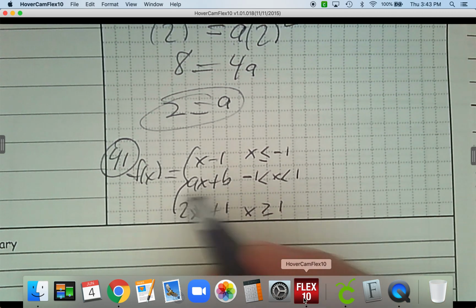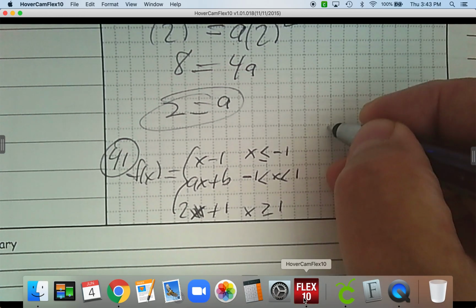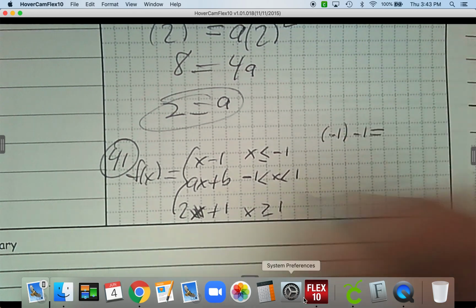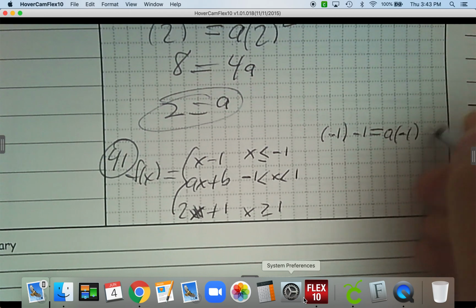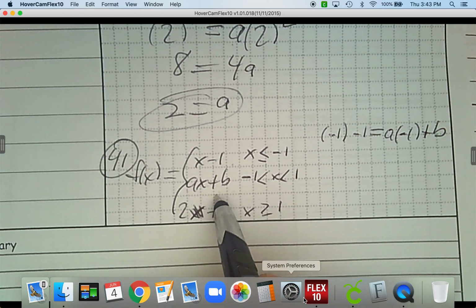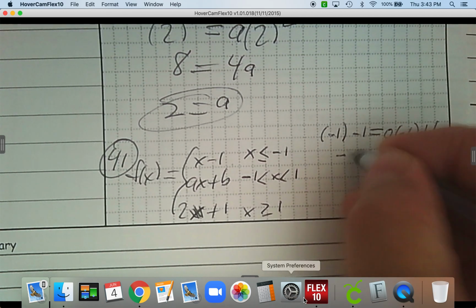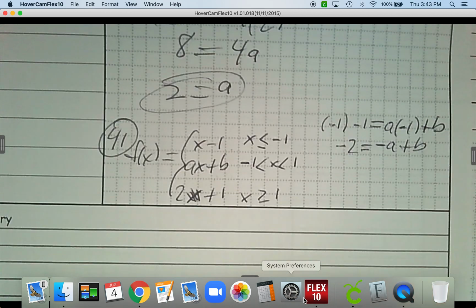So I need to know what a and b would be so that when I plug in -1 into the top and when I plug -1 into the middle, they have to be equal. So I'm plugging -1 for x, just using the top and the middle. So -1 take away 1 is -2. This is -a plus b. So I'll leave that be.